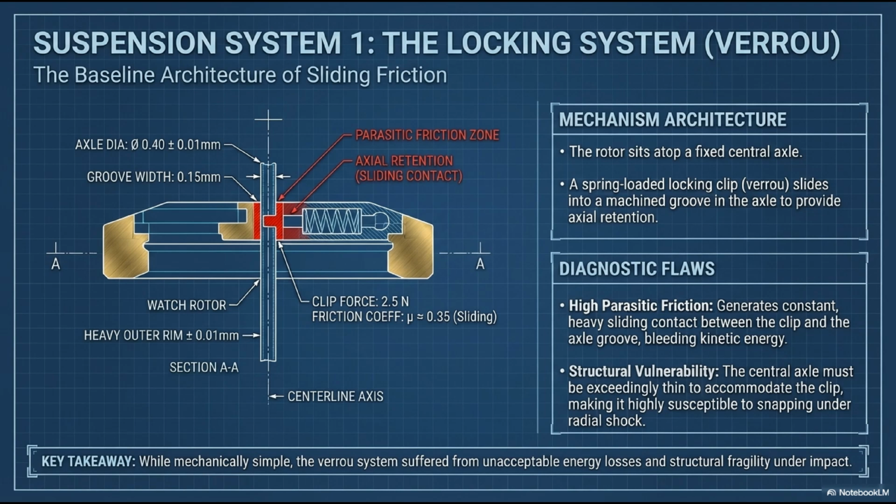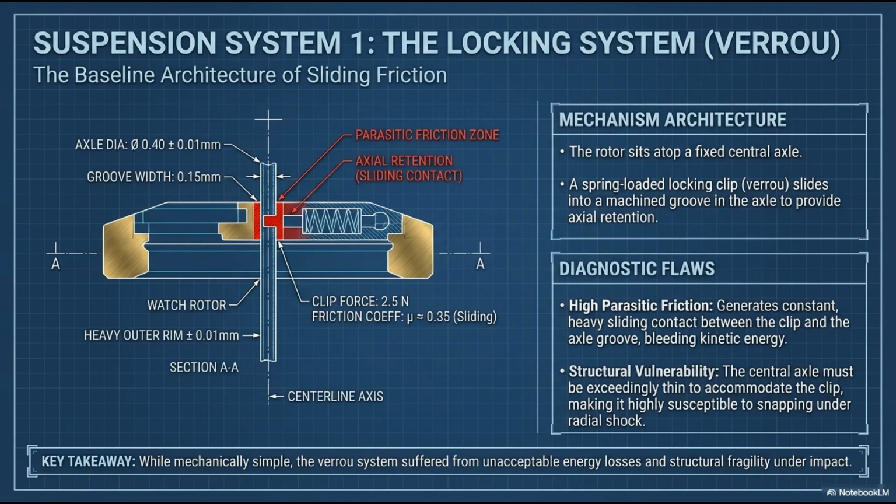Now, let's analyze the diagnostic flaws of this design. First, it generates high parasitic friction. Look at the red zone in the diagram. There is constant, heavy sliding contact between the inner edge of the locking clip and the walls of the axle groove. This sliding friction acts like a brake, constantly bleeding away precious kinetic energy before it reaches the gears.